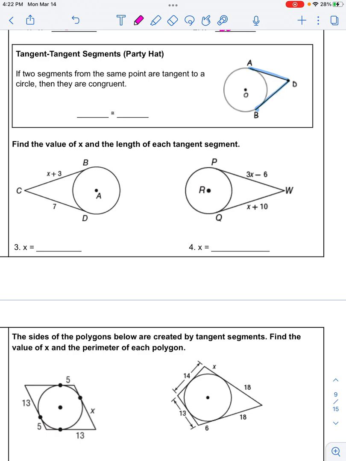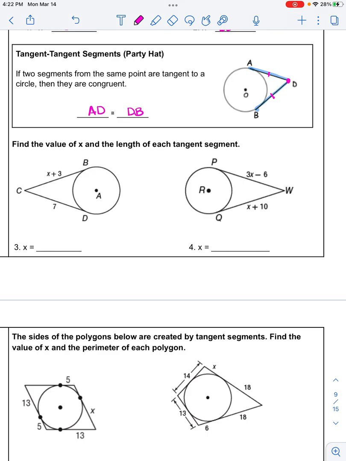And what we find out is that if you have two segments or two tangents that come from the same exterior point, in this case D, and they're tangent to a circle, then what we're going to know is that they are congruent. Those are congruent to each other. So AD is congruent to DB.